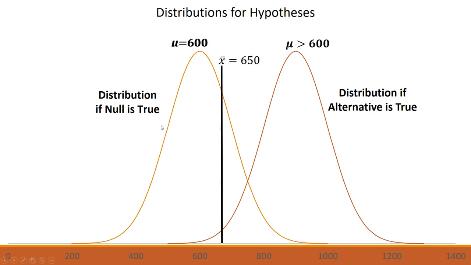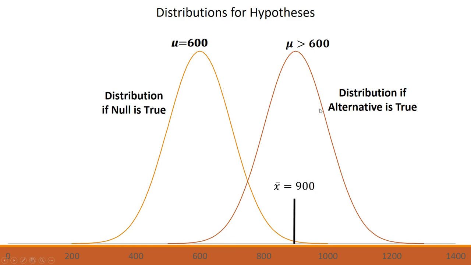So we look at this and we say, all right, wow, I got 650. It's pretty likely that the true population mean is 600. And so I'm going to fail to reject my null hypothesis. I'm going to conclude that it's most likely that the fertilizer had no effect.